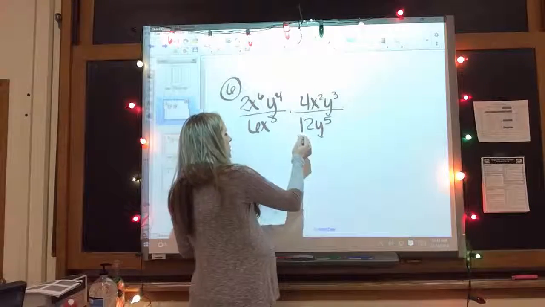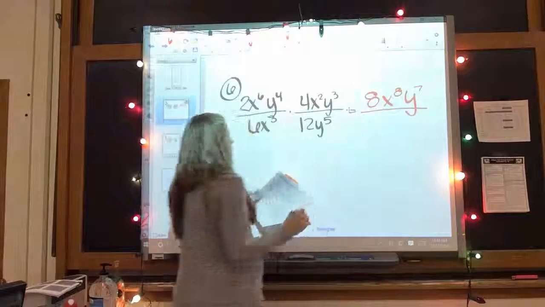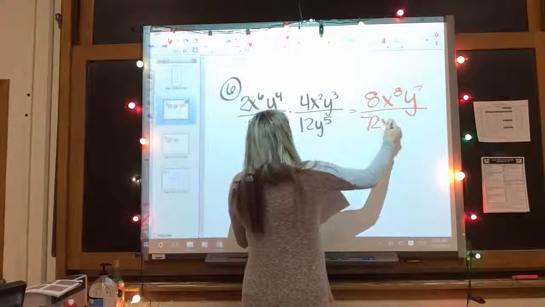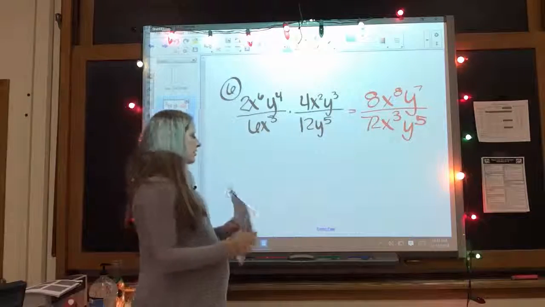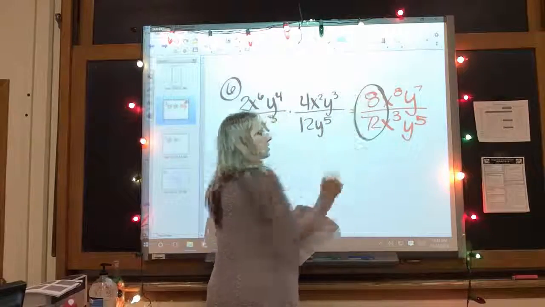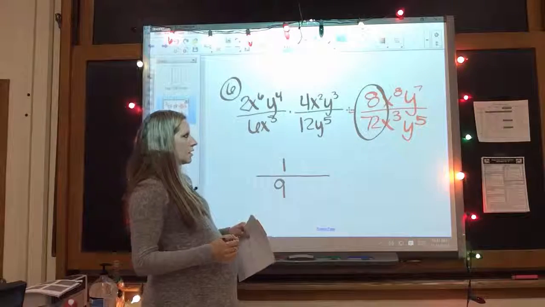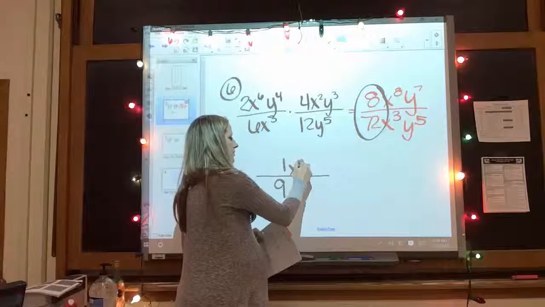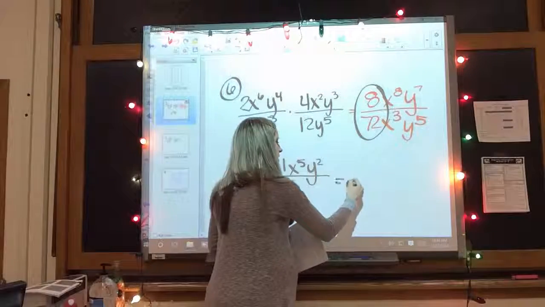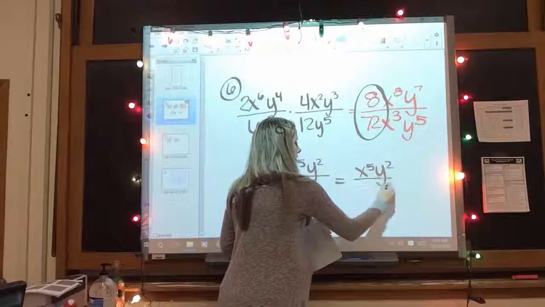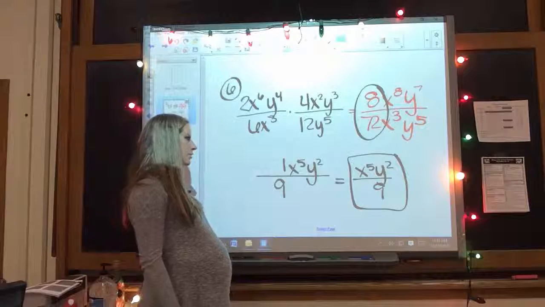So on 6, when you multiply across, you should have gotten 8x to the 8th, y to the 7th. The denominator, you should have gotten 72x cubed, y to the 5th. Okay, so we're multiplying across. Whenever you divide and simplify this fraction, 8 divided by 72 will give you 1/9. Whenever you divide your x's, you should have gotten x to the 5th, y squared. Okay. And you don't have to have that 1 in front of the x. It could be a sneaky 1. So x to the 5th, y squared over 9 is what you're probably going to see, like if you had a multiple choice answer. They wouldn't show the 1.